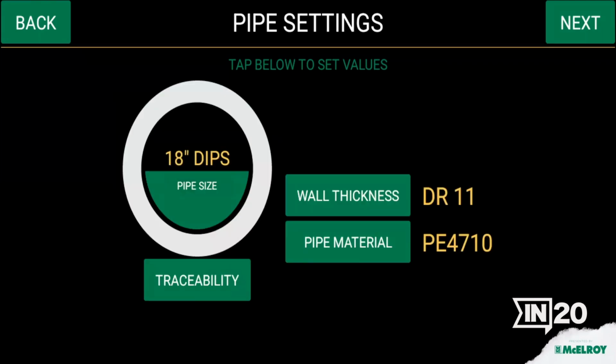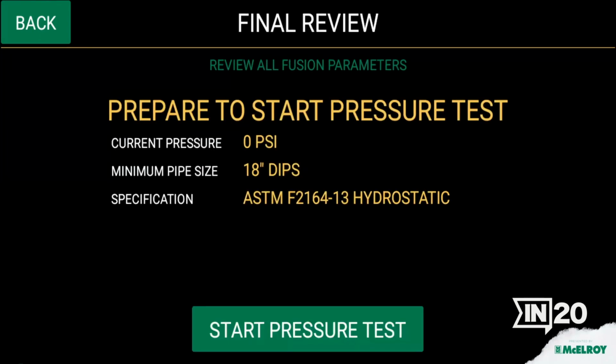We obviously need to know what type of pipe and what size the pipe we're testing is. So here's where we're going to enter that information. We also have the ability to use that traceability button, to use the barcode scanner to bring in even more information about the pipe being tested. Once we have all this information documented, our test record is completely set up and ready for us to run the test. All we have to do now is press the Start Pressure Test button.